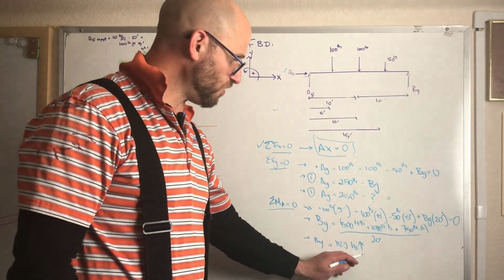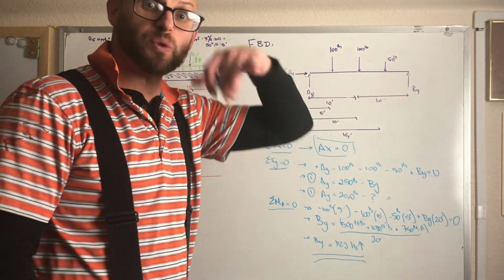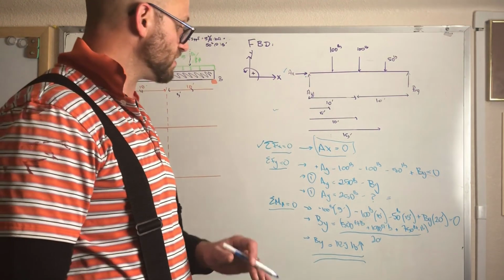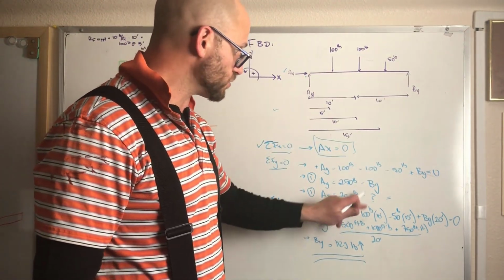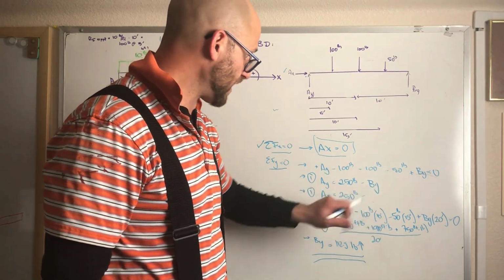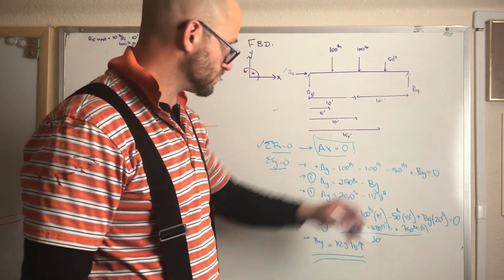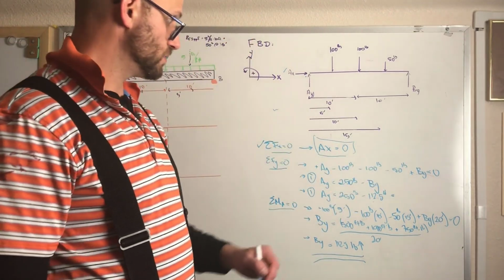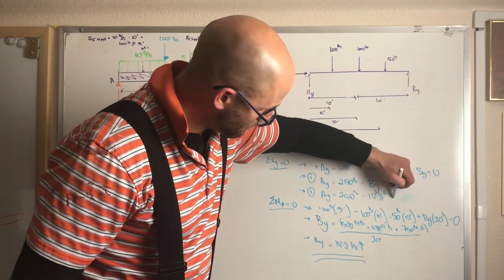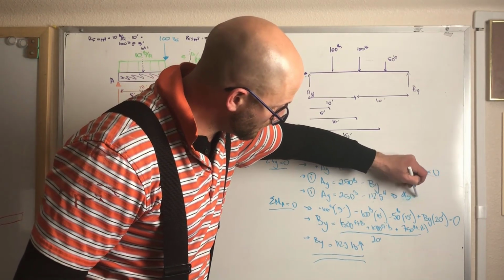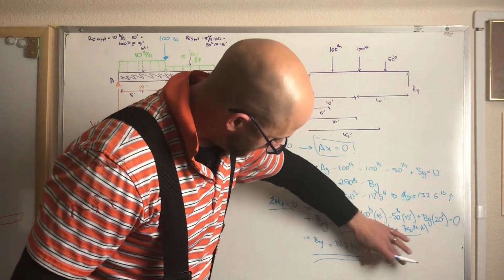So we have 112.5 pounds, and it is in the positive direction, which affirms what we originally wrote. So we don't have to change up our FBD. But now we've got to get back to our AY. So our AY is going to equal 250 pounds minus 112.5 pounds. And what does that equal? 137.5. Sorry. Let me do it this way. So AY equals 137.5 pounds.